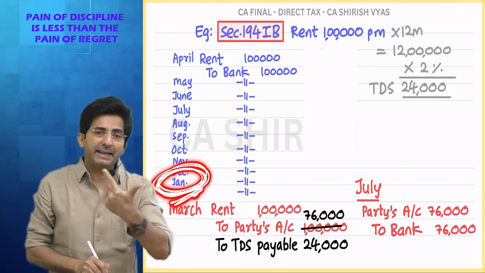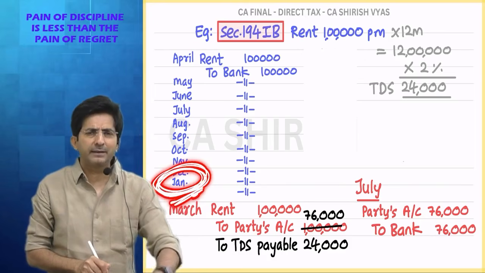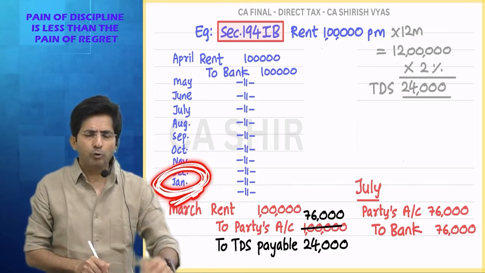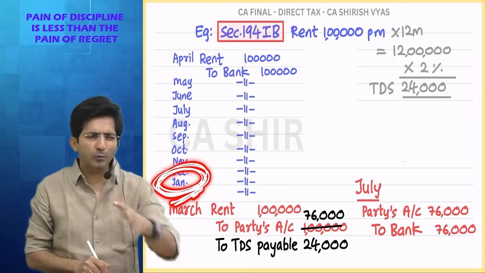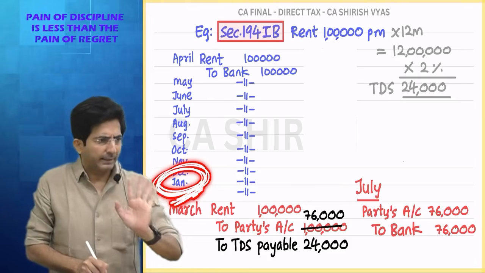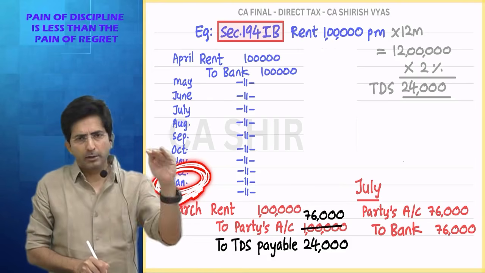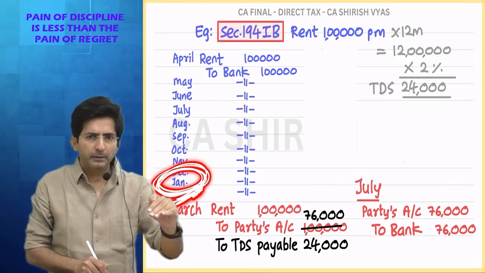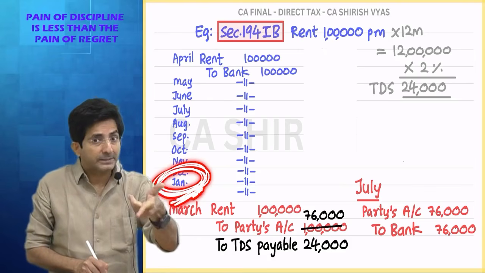In Jan I vacated a property. So tell me the journal entry. Rent account debit to party account to TDS payable. I don't want the amounts. Let it be. In the month of Jan, entry will be rent account debit to parties account to TDS payable. So TDS payable has come in the month of Jan.